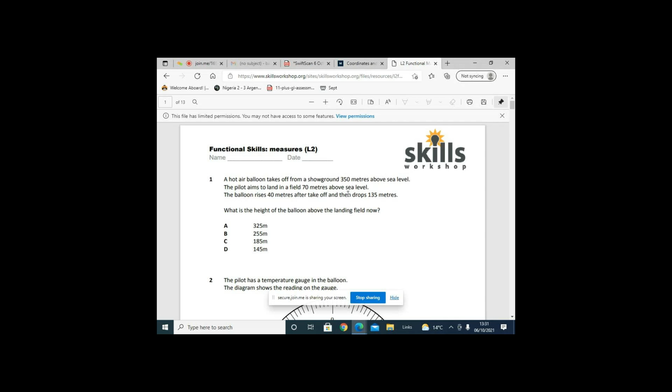So what about this question? It says the pilot has a temperature gauge in the balloon.